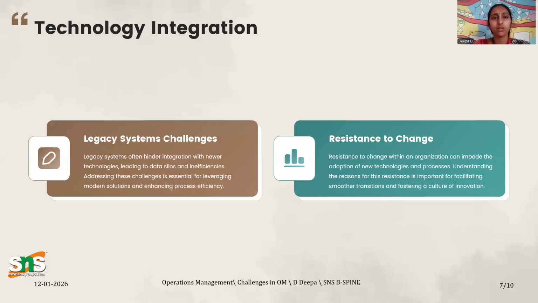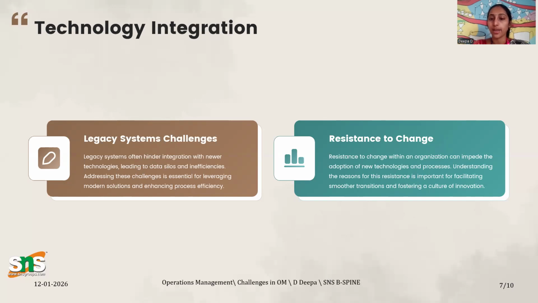Coming to the next, technology integration: how to integrate technology into the manufacturing area, or this operations field. Legacy system challenges: there are so many newer technologies, and without upgrading or adapting to them, sustaining in the business field is a very big question mark, right? So addressing these challenges is essential for leveraging modern solutions, at least in future.